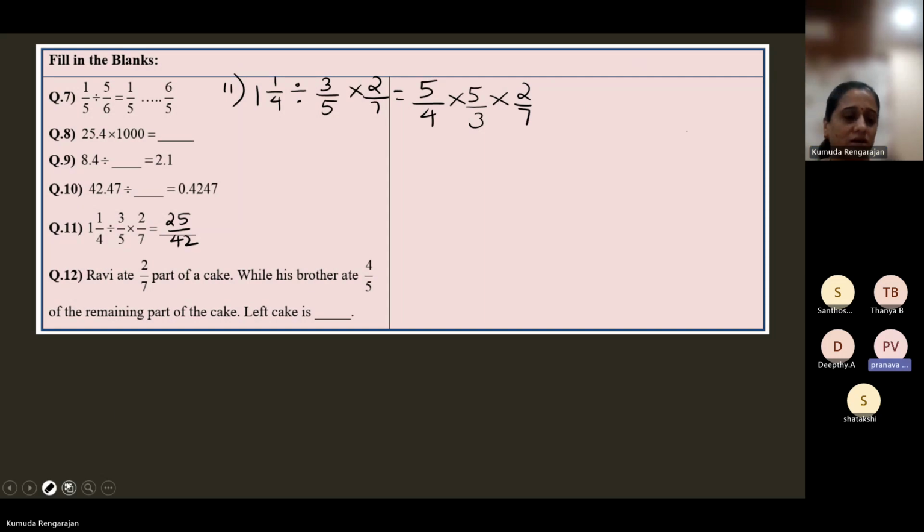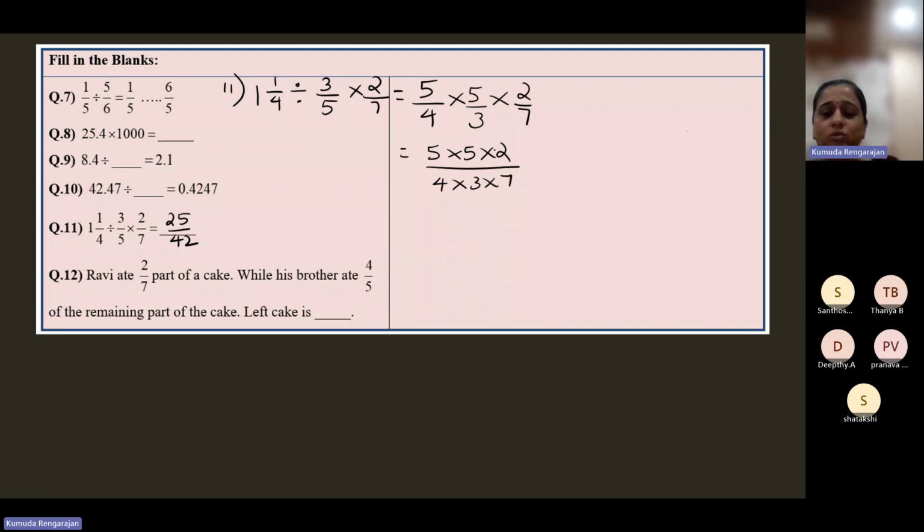Now it's multiplication everywhere. So multiply the numerators and multiply the denominators. Now simplify. Take 2 from the numerator, take 4 from the denominator, and reduce it. Now, further simplification is not possible. So, multiply the numbers remaining in the numerator and multiply the numbers remaining in the denominator.